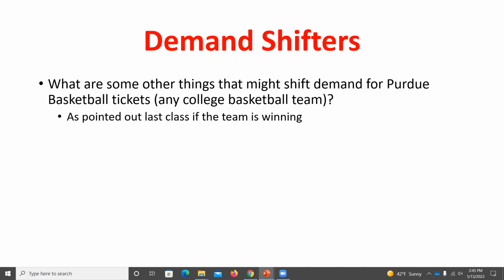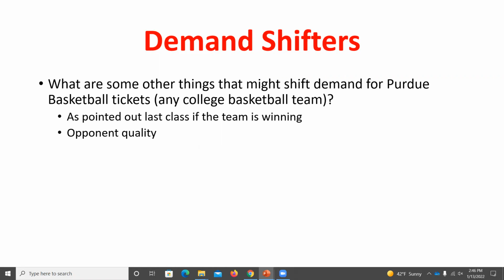When a team is of lower quality, they're not having as good of a year, we'll probably see a decrease in demand. That doesn't really fit any of our other categories for demand shifters, but it's going to play a huge role when it comes to looking at the market for tickets for different sporting events. Another interesting thing to think about is opponent quality, right?